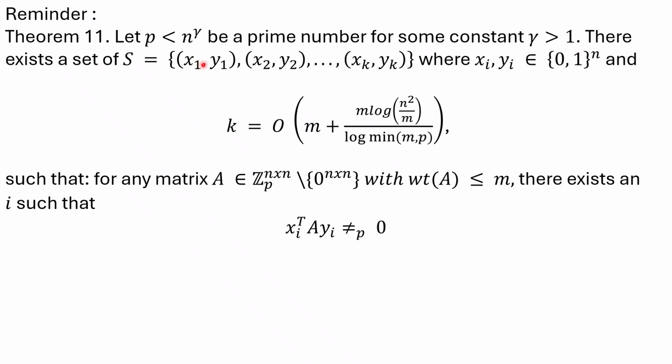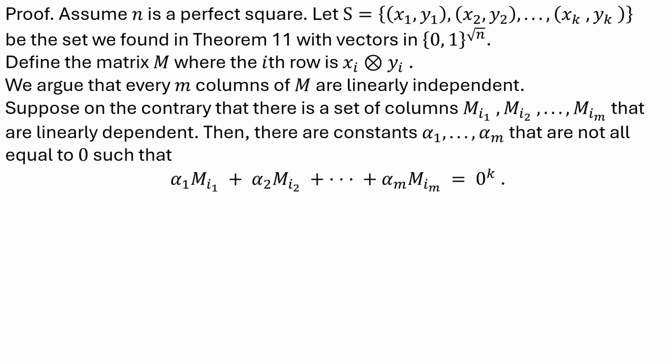There exists a set of k pairs, where we have the definition of k right here, such that for any matrix A, which is not the 0 matrix, with weight less than or equal to m, there exists an i such that x_i transpose A y_i is not equal to 0 modulo p. Proof. Assume n is a perfect square.